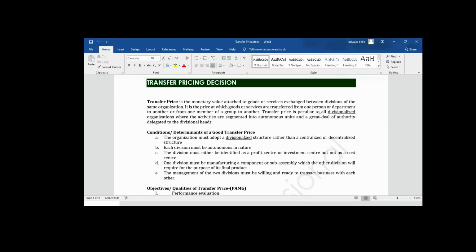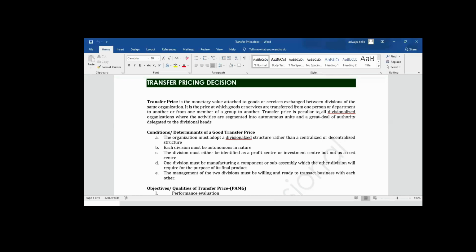Condition number three, the division must be identified as a profit center or investment center. A division cannot be a cost center. Condition four, one division must manufacture a component or sub-assembly. That is, one division must manufacture a product that is required by another division for you to have transfer price.